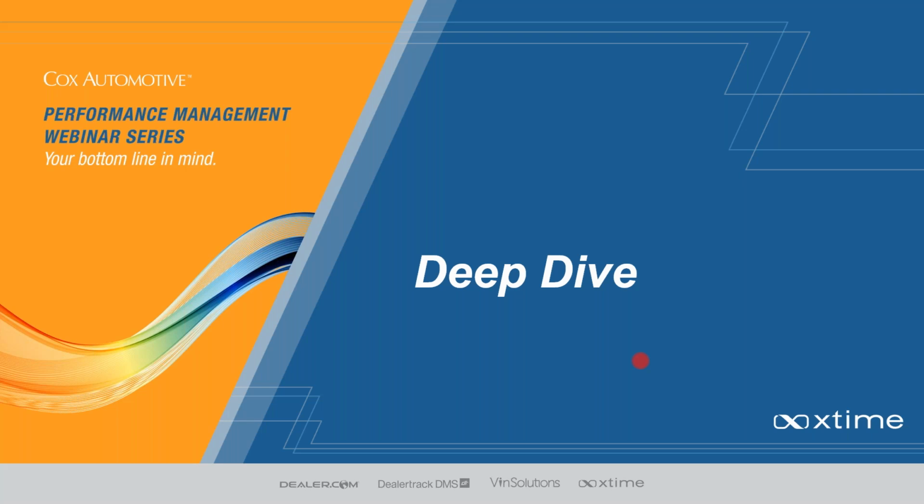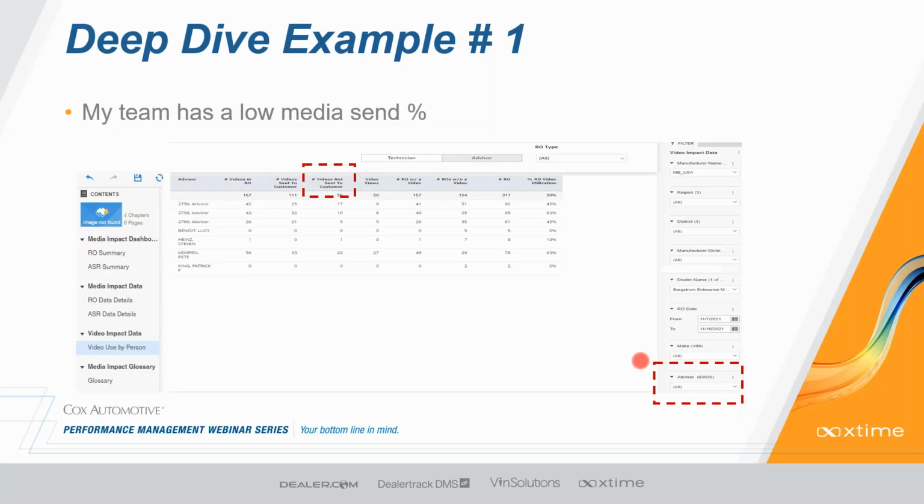So let's do a quick deep dive here. So we're going to throw out a couple situations that may come up and how do we incorporate the different reports to help resolve those. So the first one here is going to be my team has a low media percent send rate, right? Basically the advisors.